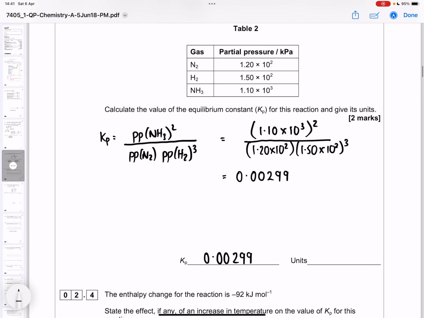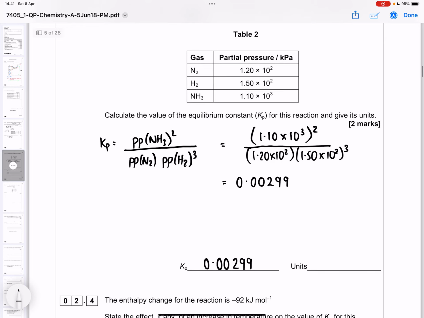It now asks me to give its units. So bearing in mind that everything was in kilopascals and we had kilopascals squared over kilopascals and kilopascals cubed. So that was the equivalent of having kilopascals squared over kilopascals to the 4. So with powers, we've got 2 on the top and 4 on the bottom. So we're going to subtract those powers. We're going to have kilopascals to the -2.